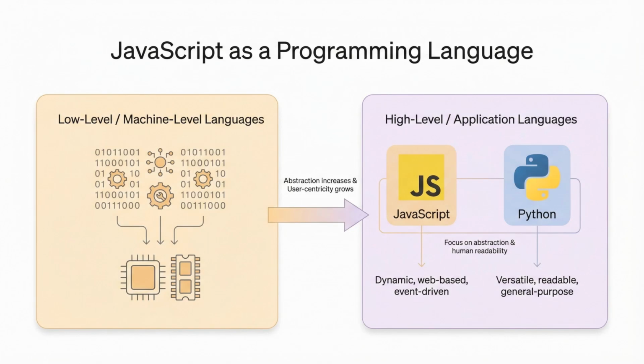JavaScript is a programming language, but what kind? Programming languages generally fall into two broad categories. Low-level languages, like machine code or assembly, are very close to what the hardware actually understands. High-level languages, like JavaScript and Python, are closer to human language. They're designed for building applications. JavaScript sits firmly in the high-level, application-level category.